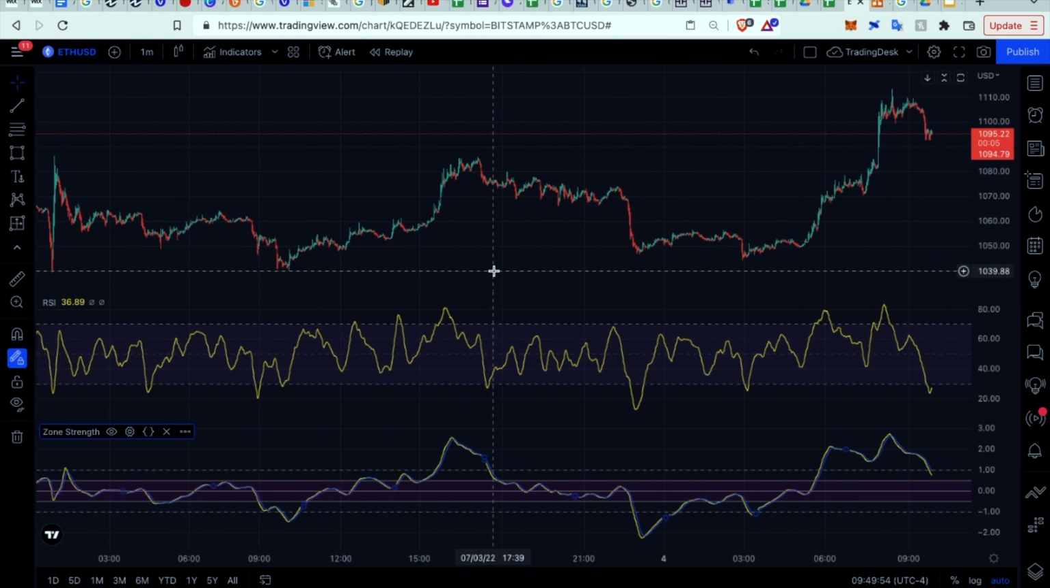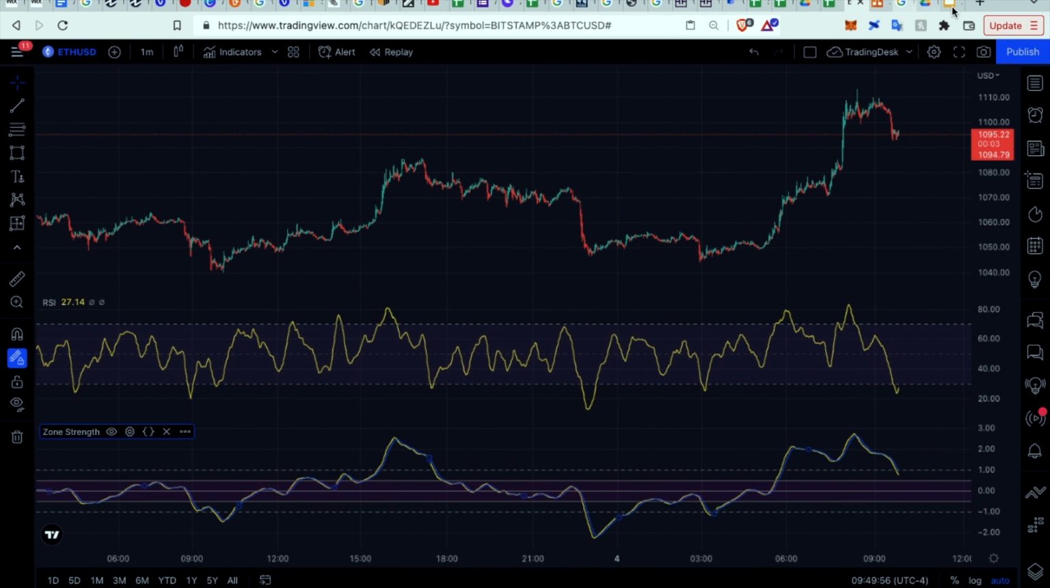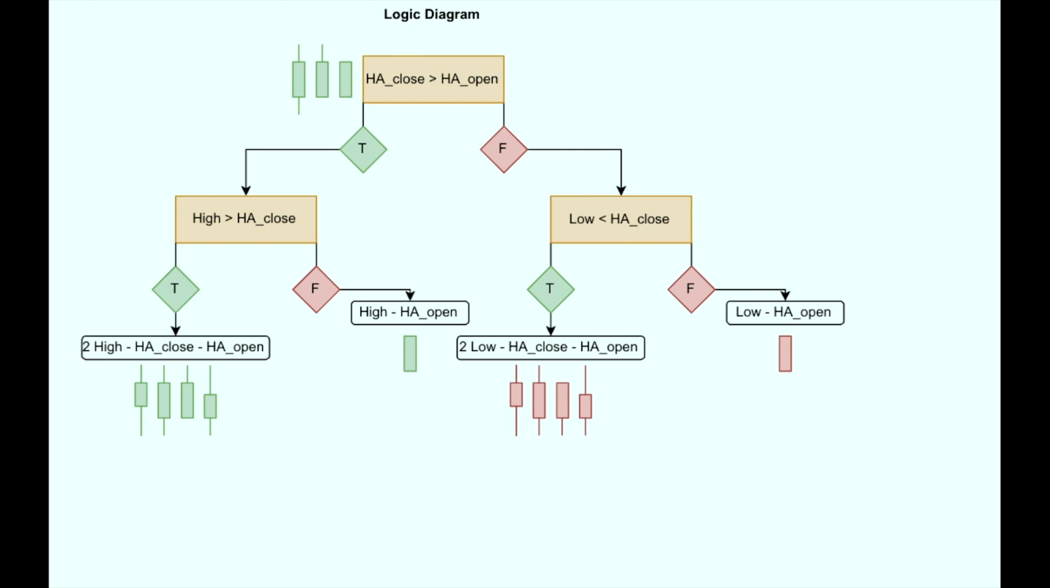So now that we have an idea of when to buy and when to sell, let's get into how it actually works. The zone strength indicator works based off of a very complex logic diagram. First, we look at whether the Heikin-Ashi close is greater than the Heikin-Ashi open. If that's true, we see if the high is greater than the Heikin-Ashi close, and if that's true, we determine specific variables based off of that.